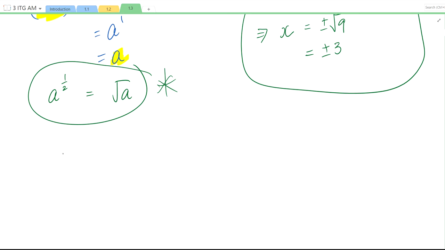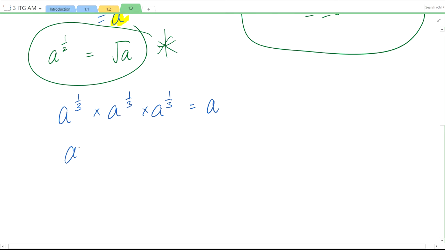Next, let's talk about a to the power of 1/3. a to the power of 1/3 times a to the power of 1/3. Here, by having them multiplied to each other 3 times, we know that the final answer must be a to the power of 1, which is simply a. So then what does just one of it mean? This must therefore be the cube root of a.